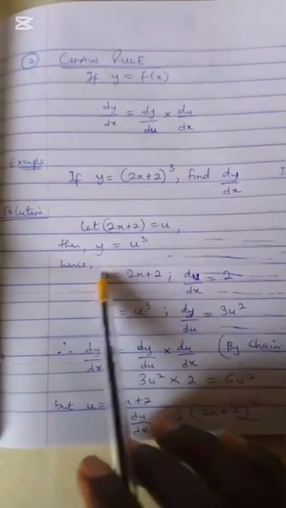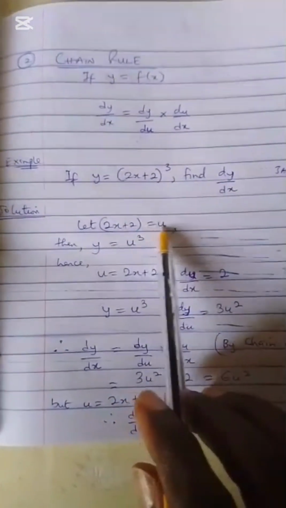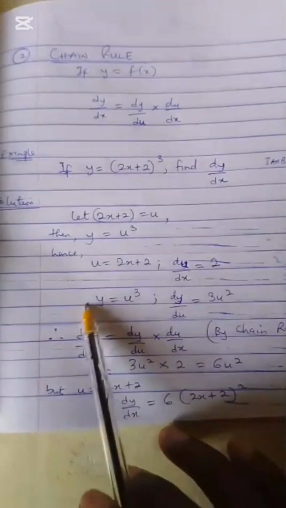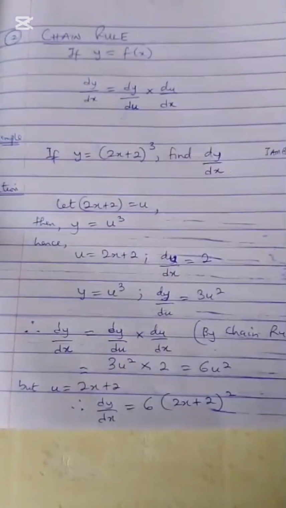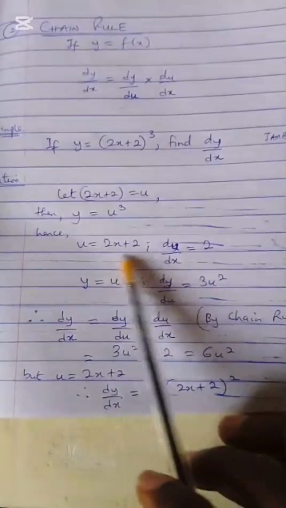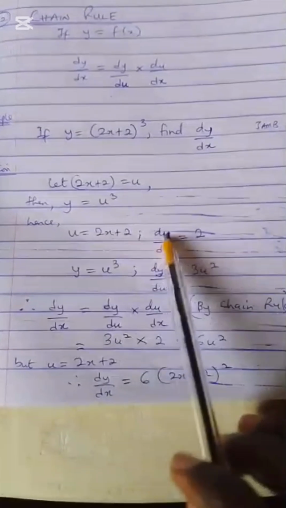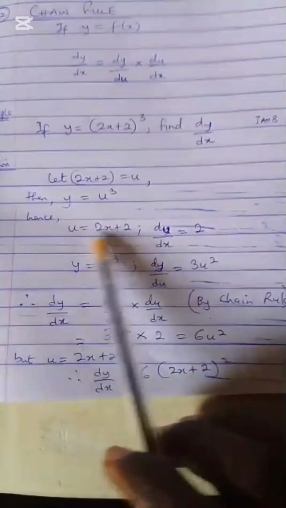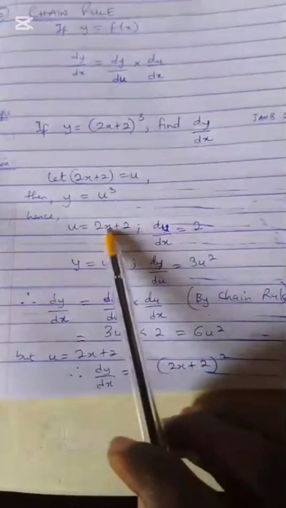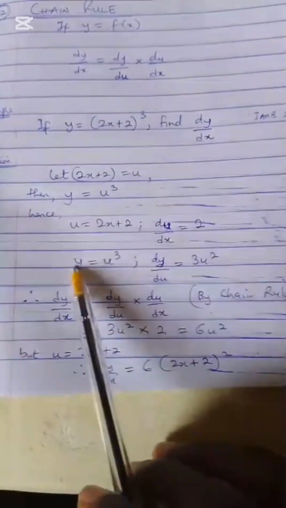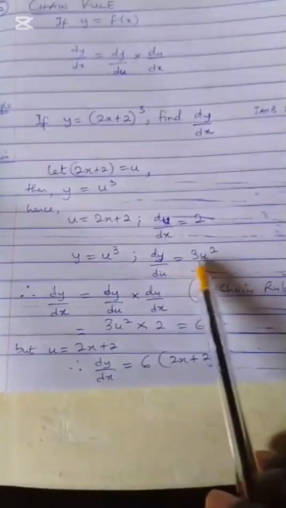Now the next step is to find du dx. If u is equal to 2x plus 2, then du dx must be 2, because you differentiate u with respect to x here. Differentiating this gives 2. Now y is also equal to u cubed. So dy du, if you differentiate this, gives you 3u squared.